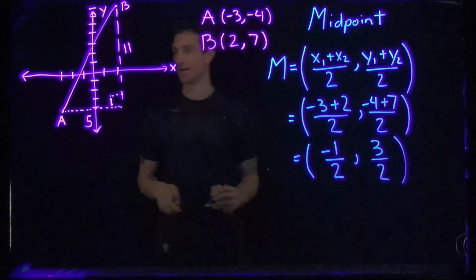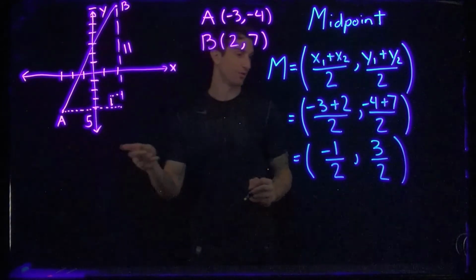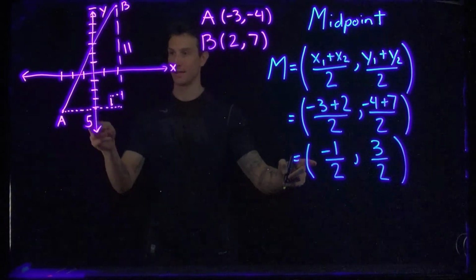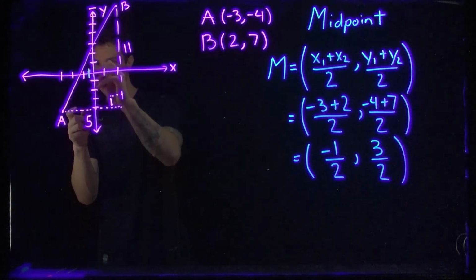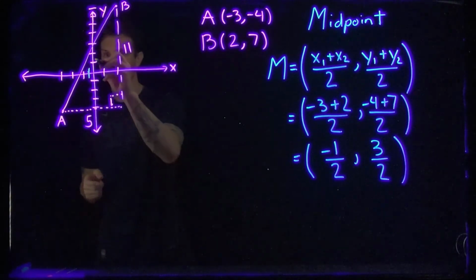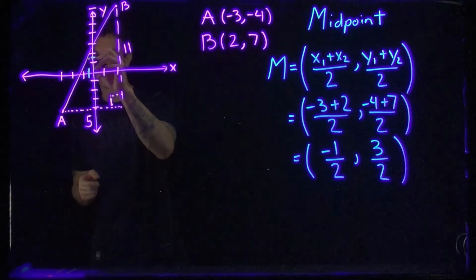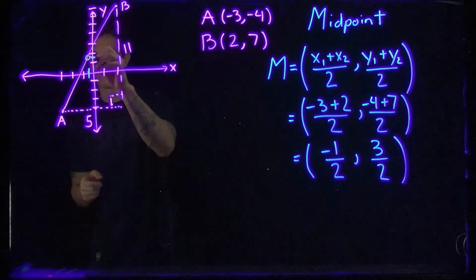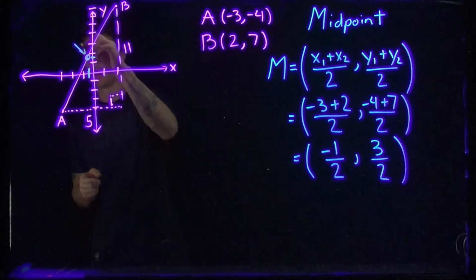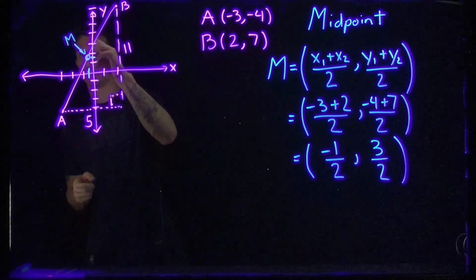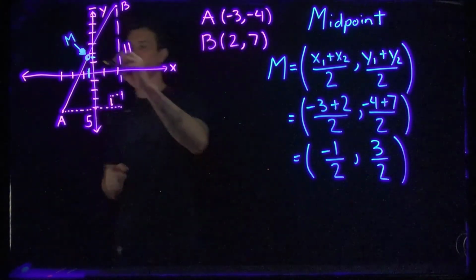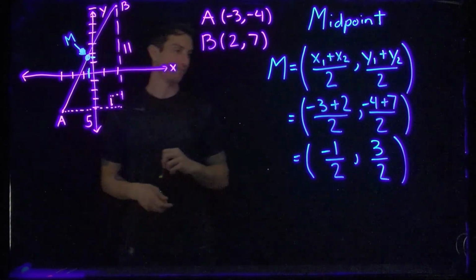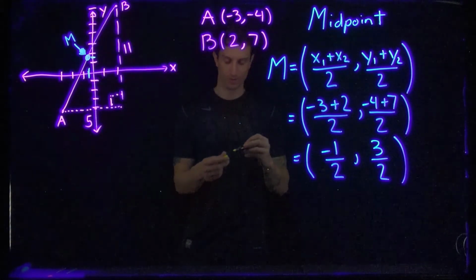Okay, so we end up with some fractions. That's not going to be great for me to graph on my poorly drawn graph, but we'll give it a try. -1/2, somewhere in here. And +3/2, somewhere in here. So the dot that we're looking for that is in the middle is right about there. That's M. This is supposed to be an arrow. I think I'm making it worse. Okay. Right, so our midpoint between A and B is -1/2, +3/2.